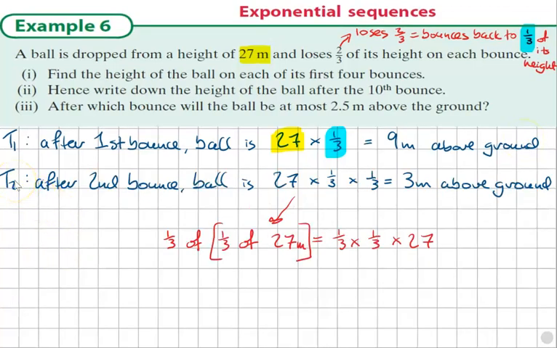So term 2, so after the second bounce, the ball is 27 times 1/3 times 1/3, which is equal to 3 meters above the ground. So what we did was we got 1/3 of 27. So 1/3 of 27 was the height of the previous bounce, so 9 meters. So now we're getting 1/3 of 9, and 1/3 times 1/3 times 27 again gives us 3.